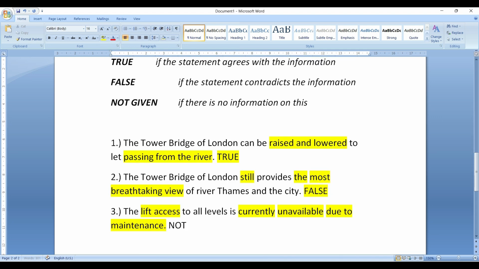It is a not given. I hope you managed to make it out. It is a not given because we don't know. There is lift access, but there is no information if this lift access is currently unavailable due to maintenance. We can't say false because we really don't know. So remember, the information in not given tasks may not be referred to at all. So just like in this case, we only had information about the lift access. So don't spend too much time searching for it. You will be able to know more or less where a statement should be located because the statements follow the passage, okay?